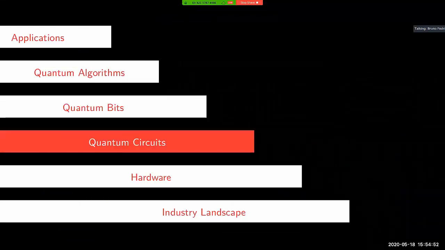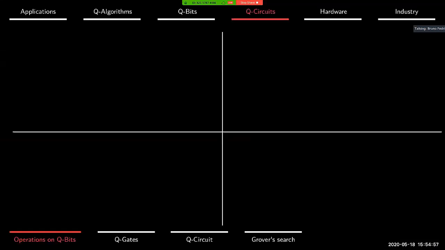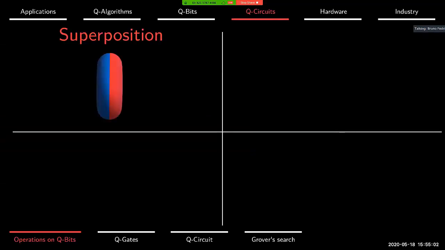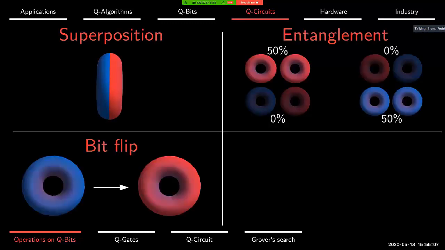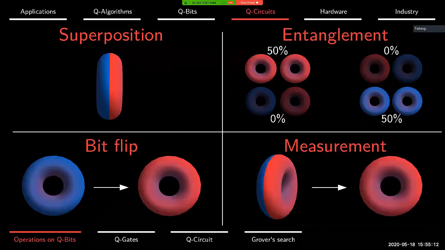So with entanglement and qubits, you can start building algorithms with quantum circuits. So what can we do? As we said before, we can do superposition, we can do entanglement, we can do, for instance, a bit flip from red going to blue and the opposite, and we can also perform measurements. And for all of these operations, in quantum computation, we have what we call quantum gates, quantum logic gates. Each of these operations is associated with one or many quantum gates.